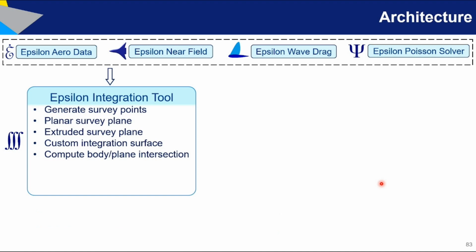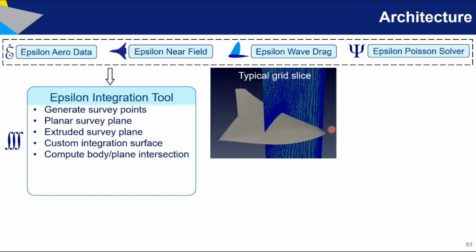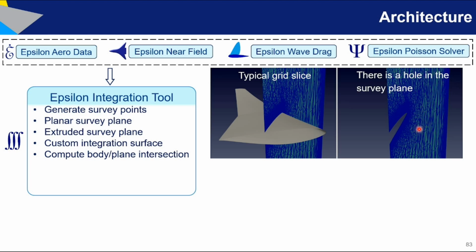And then you have a way to compute the body plane intersection. It is also an experimental feature. Basically, let's say you put a survey plane across the geometry. When you do that, in the Epsilon V2, for example, what you get is the survey plane, but there's a hole in the survey plane. And this may generate some weird behaviors for the exergy components.